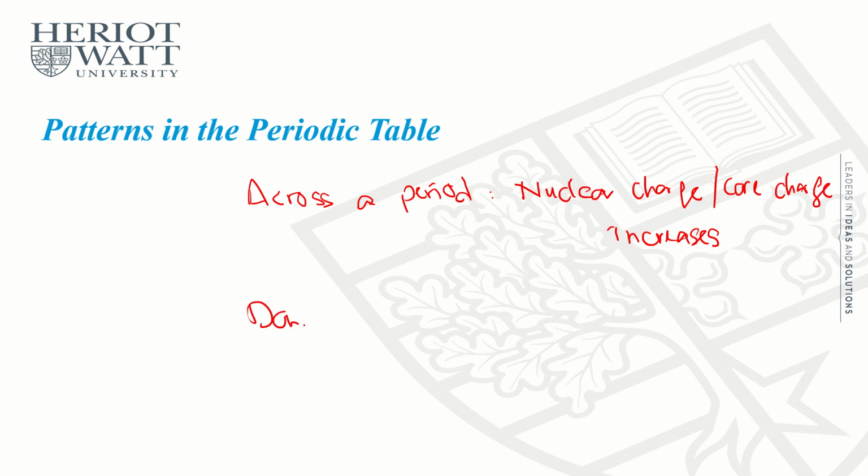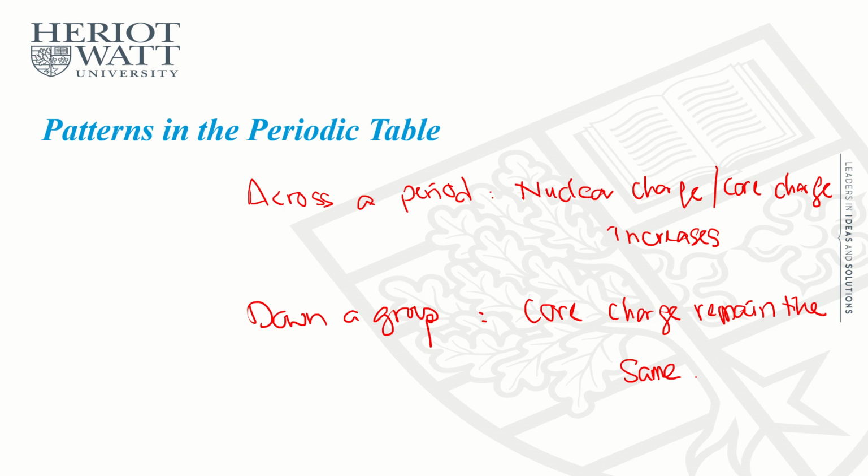Now, what about down the group? When going down a group, for example group 1, the electron shells increase from period 1, period 2, period 3, 4, 5, 6. When the period number increases, the electron shells increase. So when going down a group, the core charge, if you calculate it, should remain the same. So this is the trend for core charge or effective nuclear charge.